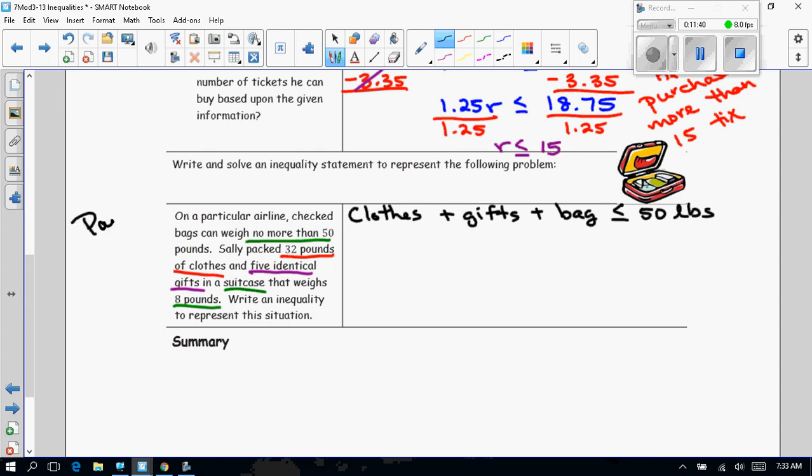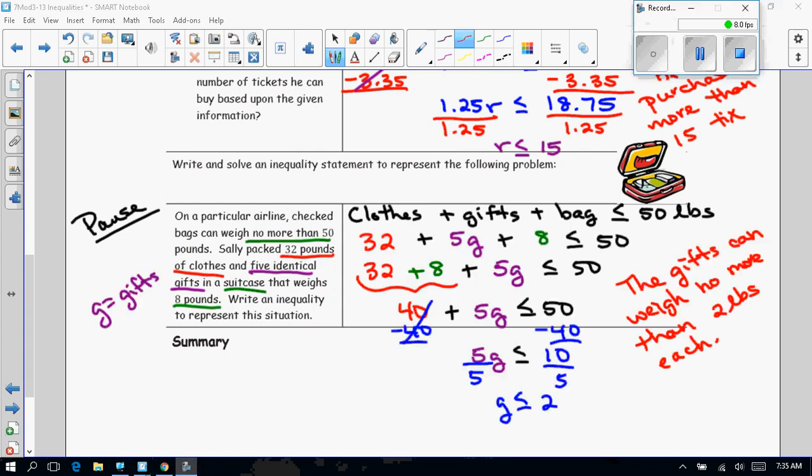I want you guys to hit pause. And I want you to try to solve and figure out how much each gift is weighed. All right, hit pause. All right, so there's my work. I have 32 for the clothes, 5G for the gifts, and 8 for the bag. And it all is less than or equal to 50. I added the 32 and the 8 and got 40. So I have 40 plus 5G is less than or equal to 50.